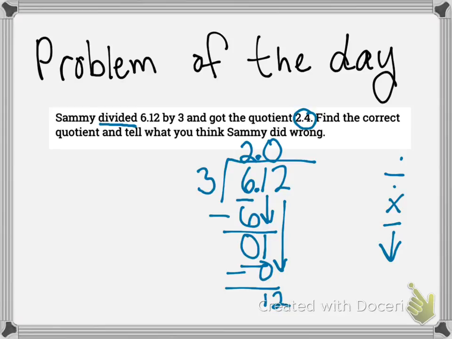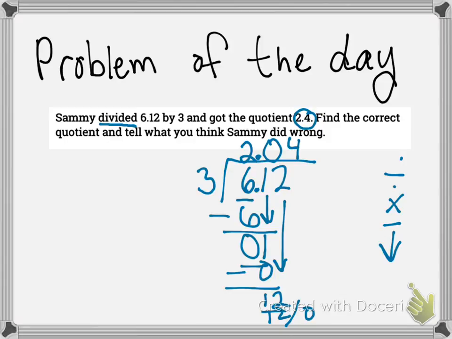So now I'm back on division. 12 divided by 3 is 4. 4 times 3 is 12. I'm going to subtract. We get 0. There's nothing else to bring down. So the actual quotient is 2 4/10.